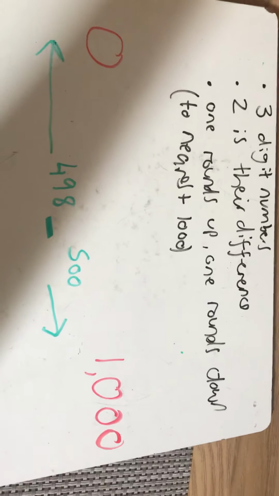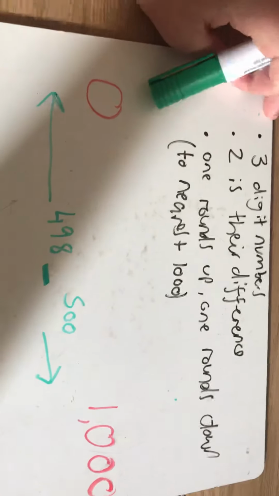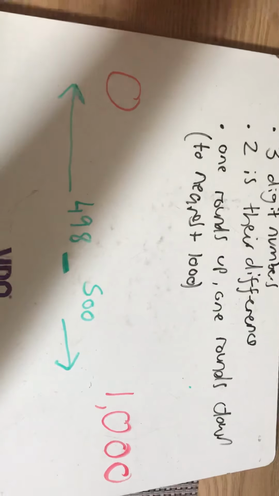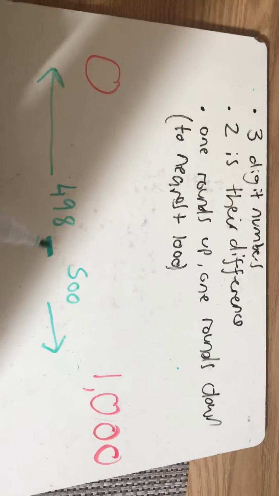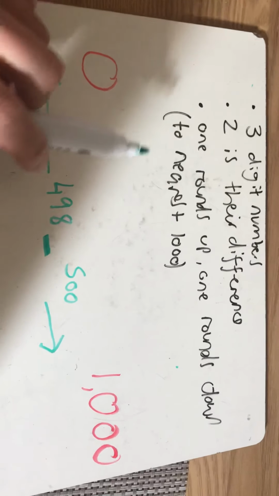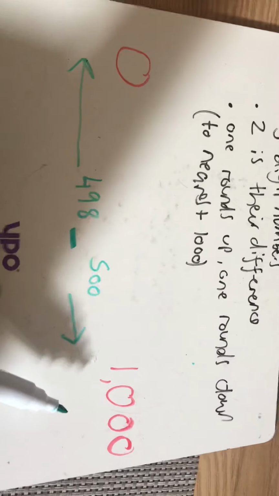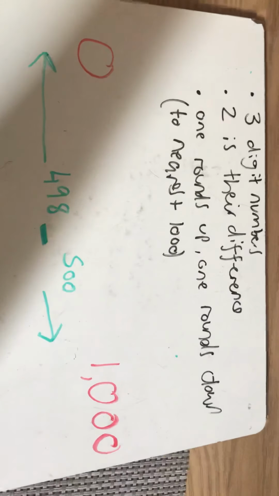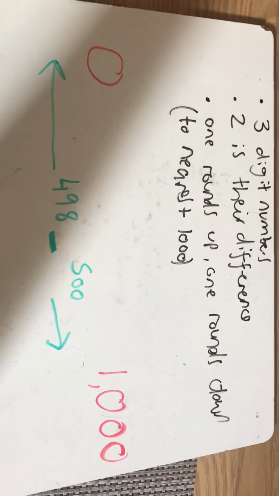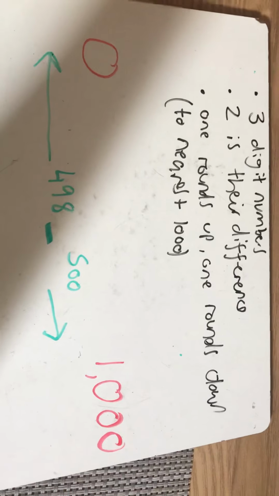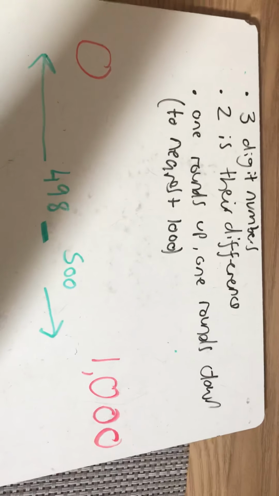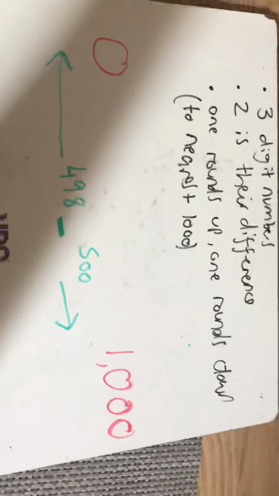So have a look at my numbers now. Have I ticked off all the criteria? Have I got two 3-digit numbers? Yes. Is their difference 2? Yeah. Does one round up? It does. And does one round down? It does. There is one other possible answer. See if you can figure it out and send it to your teacher on Dojo and you'll get awarded some points. Good luck.